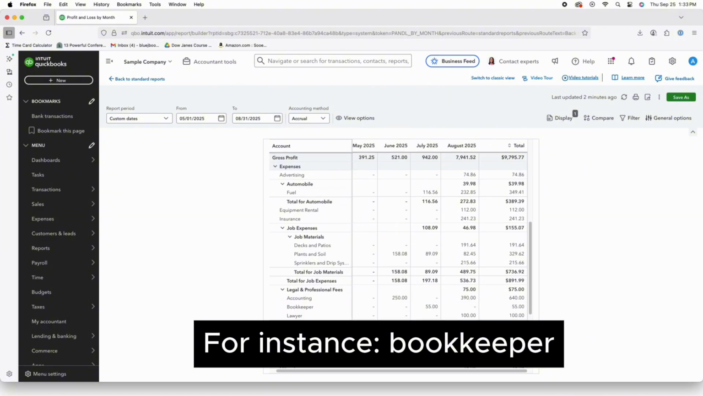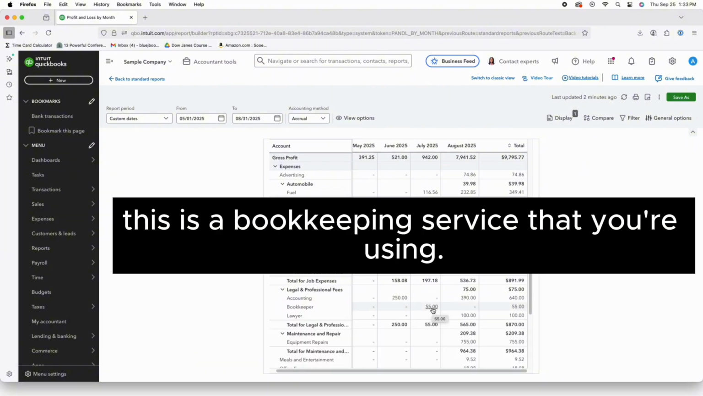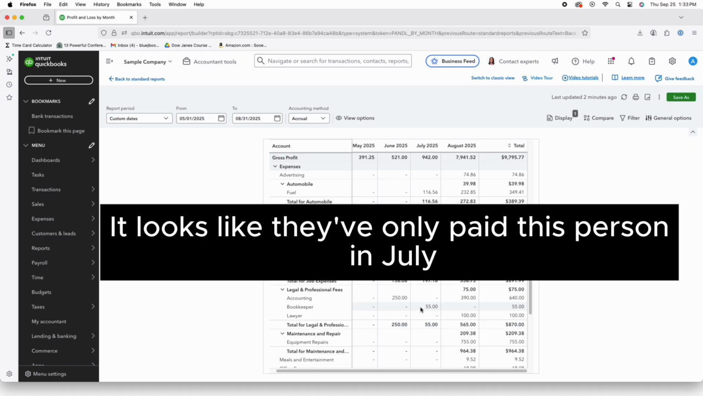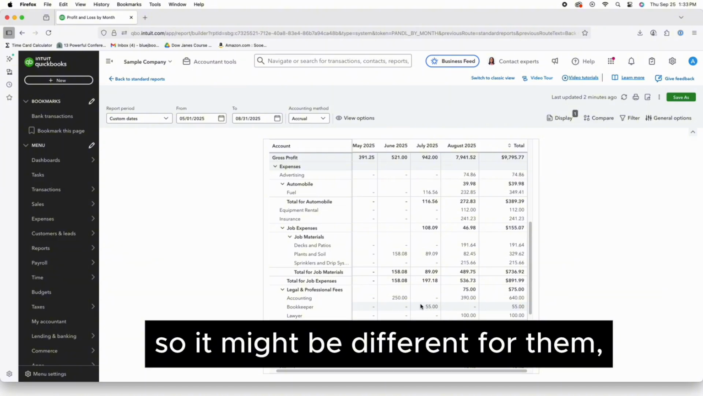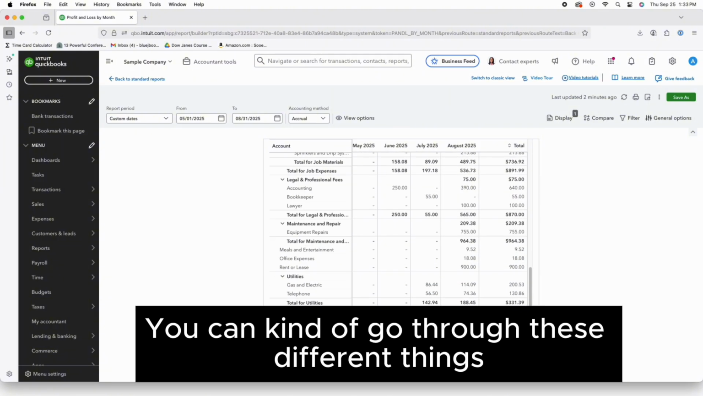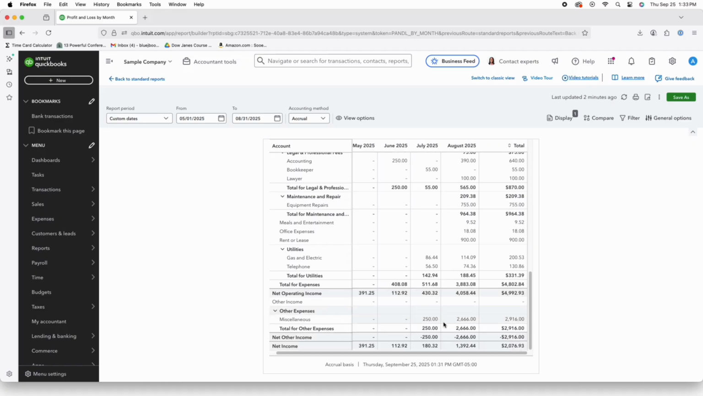If you're paying someone for monthly services, you can kind of see those things month over month. For instance, bookkeeper. This is a bookkeeping service that you're using. You're probably paying that person on a month-to-month basis. It looks like they've only paid this person in July. So it might be different for them, but this would be something to check into. You can kind of go through these different things and look at them.